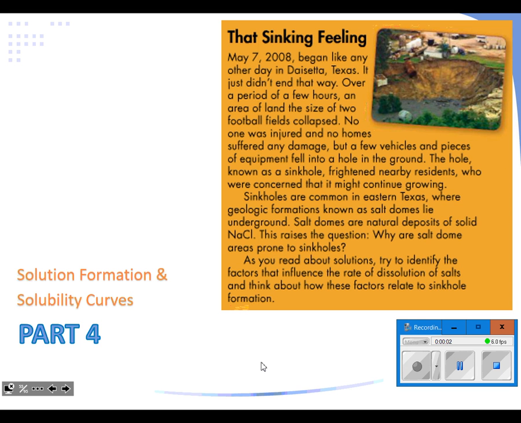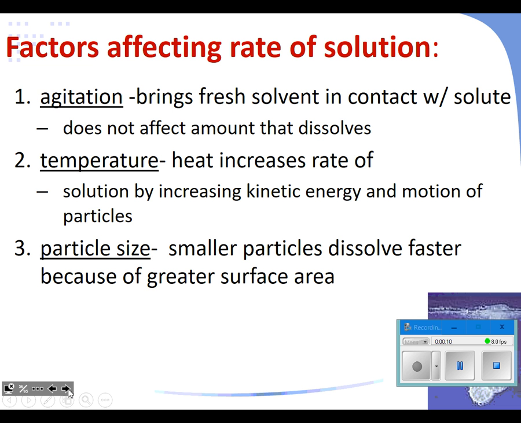Alright, these are Unit 11 notes for chemistry, Part 4, regarding solution formation and solubility curves. There are three factors that affect the rate of solution. The first would be agitation, which brings fresh solvent into contact with solute. So really agitation is just stirring or shaking. It doesn't affect the amount that will dissolve, it just affects the rate at which it will dissolve.